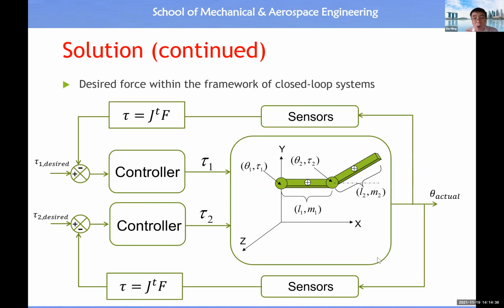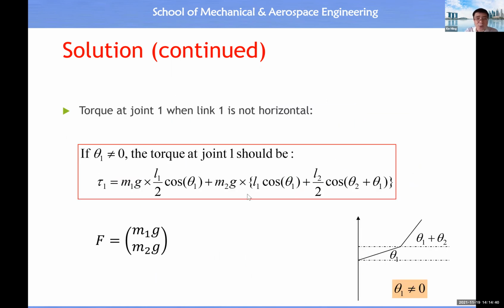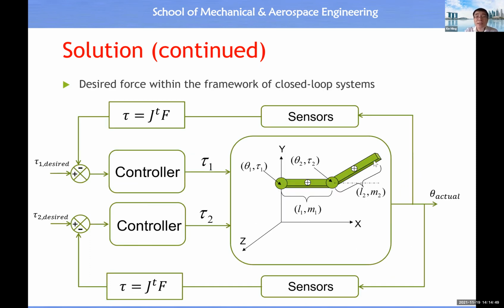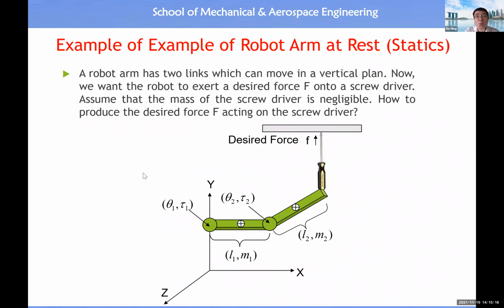And if we want to use this equation to calculate the desired torque at joint 1 and the desired torque at joint 2, therefore we can construct this feedback control loop, because this is calculated by the equation of statics. So as long as the actual tau 1, tau 2 equal the desired ones, this robot arm will stay at this configuration and at rest. So we just use a closed loop control system to achieve this result. Then I show you one more situation.